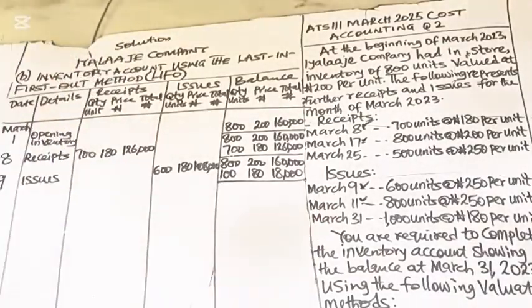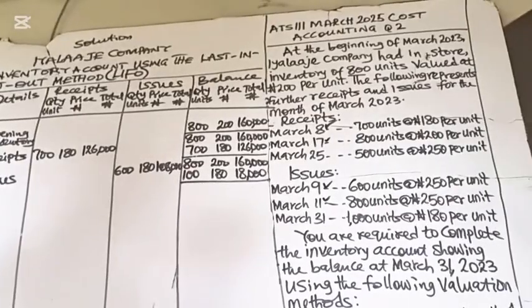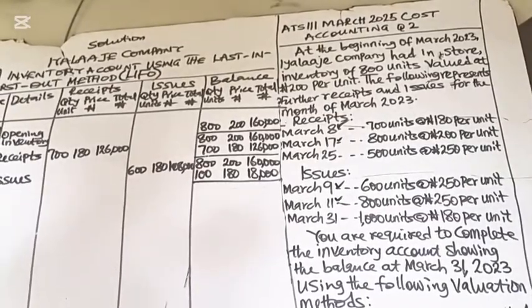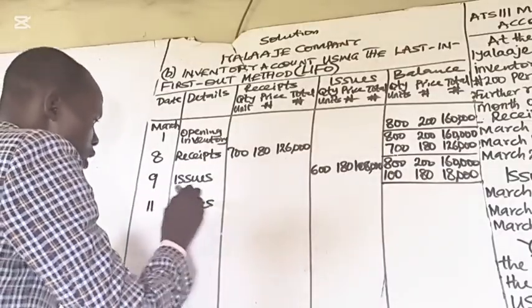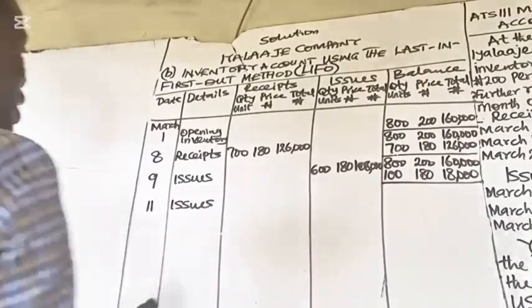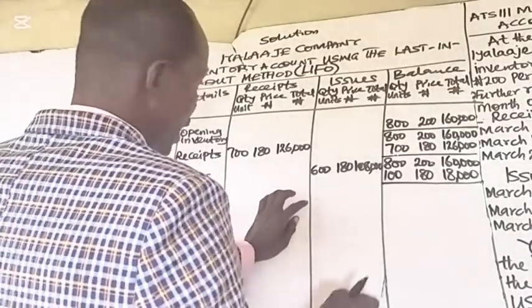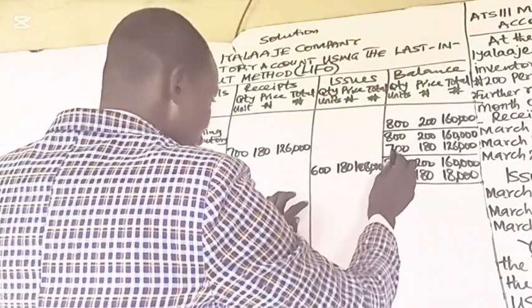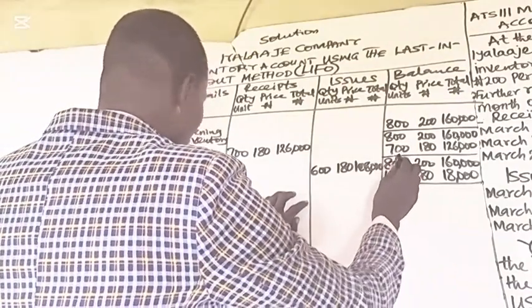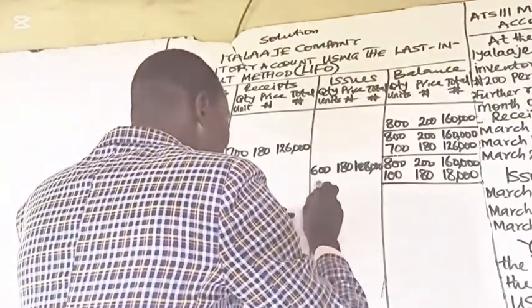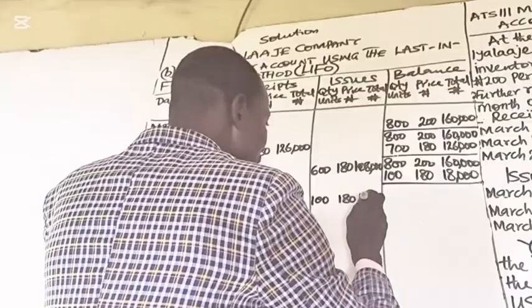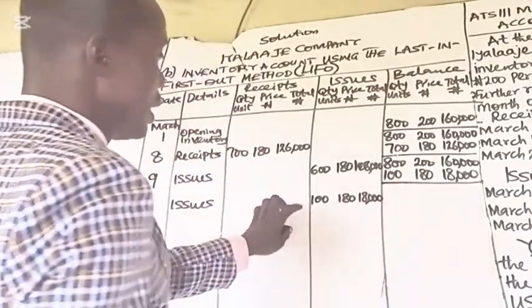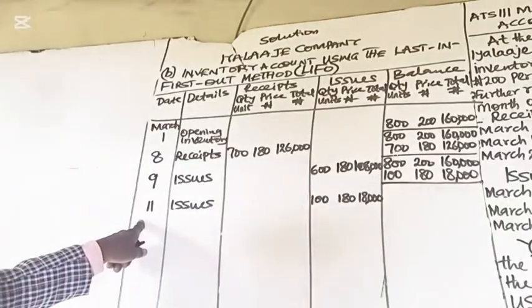After the 9th of March, you have March 11. Another issue was made on the 11th of March, and that is an issue of 800 units. You want to issue 800 units. Remember, you are using last in, first out. This is the last in. So the last in, the one that came in last, is left with 100. So you issue the 100 first at the price of 180, and that gives us 18,000.